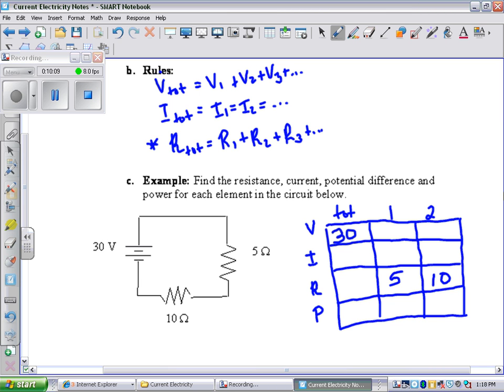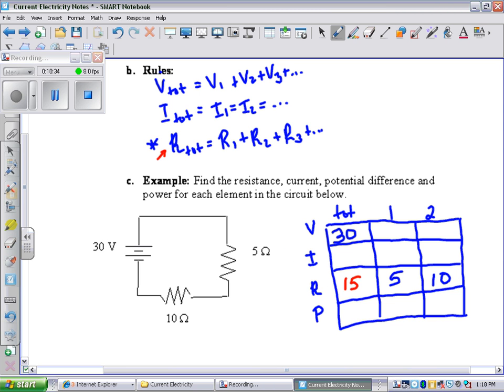I'm going to change colors to red, just so you can keep track of the givens and what we figured out. So since we have two resistances, we can use the R rule up here in order to find the total resistance. So for the total resistance, I just add R1 plus R2. So 5 plus 10 is going to give me 15 ohms for the total resistance.